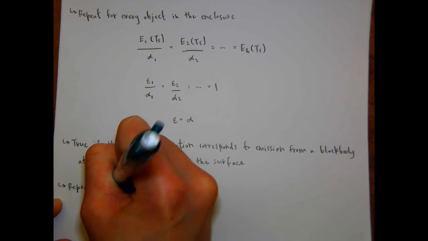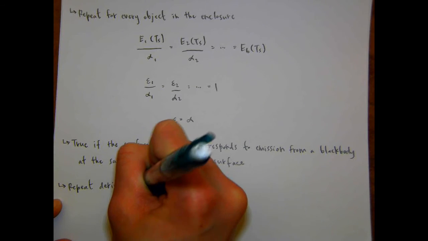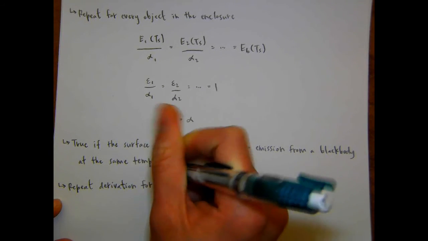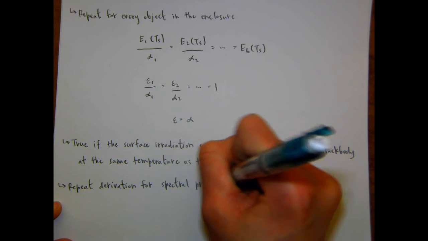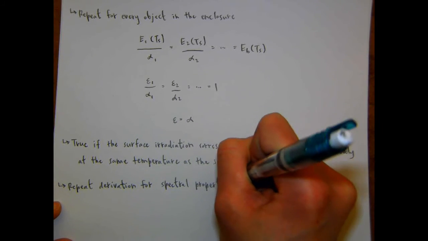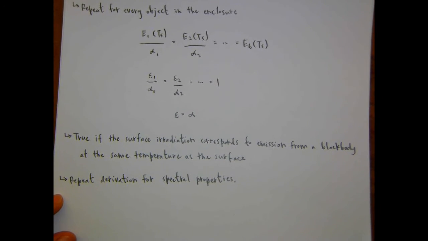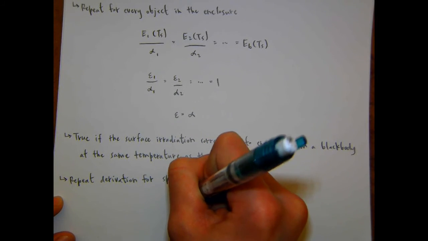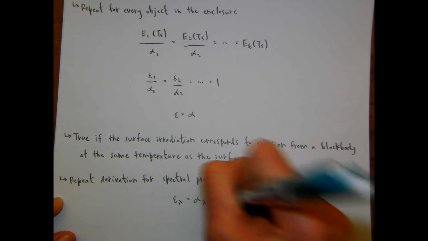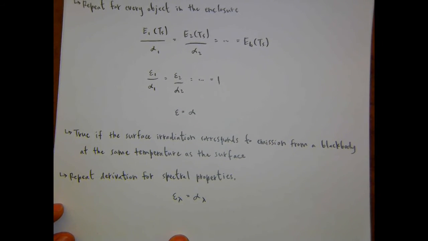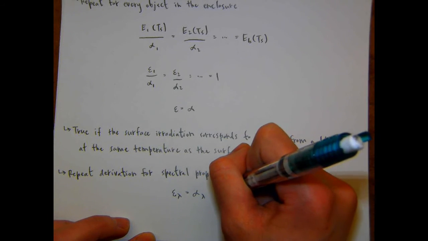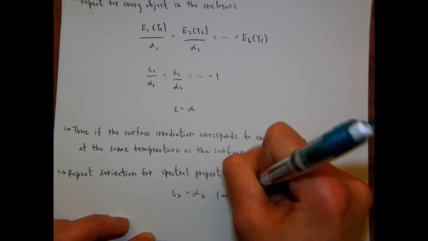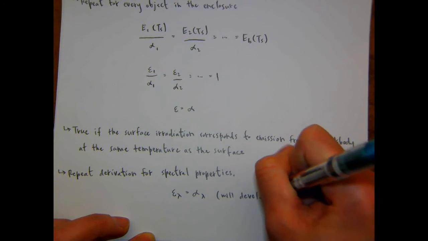Okay, we can repeat this derivation for the spectral properties, and show that for the same conditions, the spectral emissivity is also equal to the spectral absorptivity. So that's true for this highly restrictive condition, but it's also true for some less restrictive conditions. And we'll develop those a little bit later.